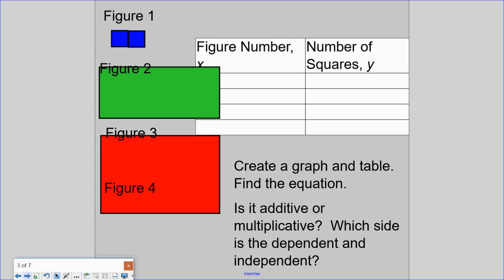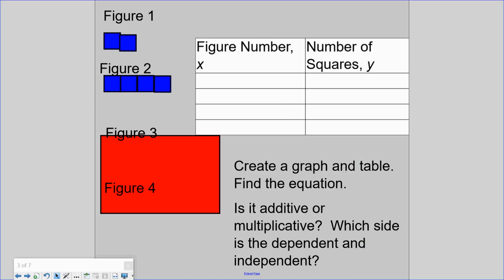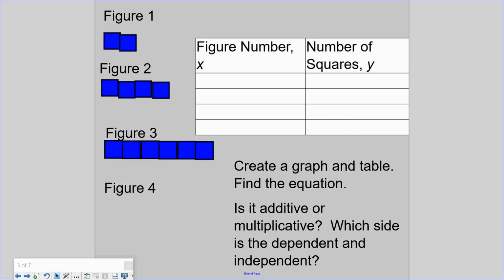So in figure 1, we see 2 squares, 1, 2. In figure 2, we see 4 squares. In figure 3, we see 6 squares. Can you make a prediction as to how many squares there will be for figure 4? But let's make a table first.